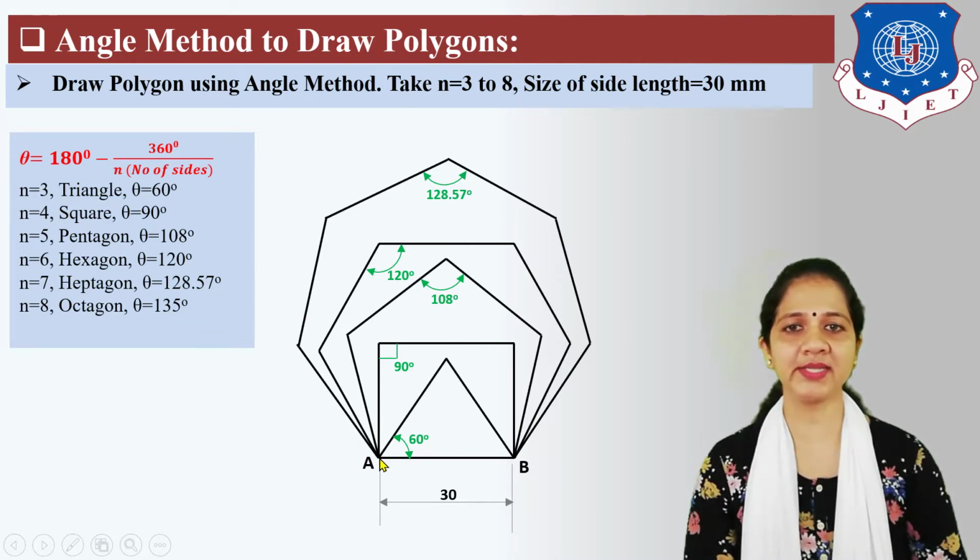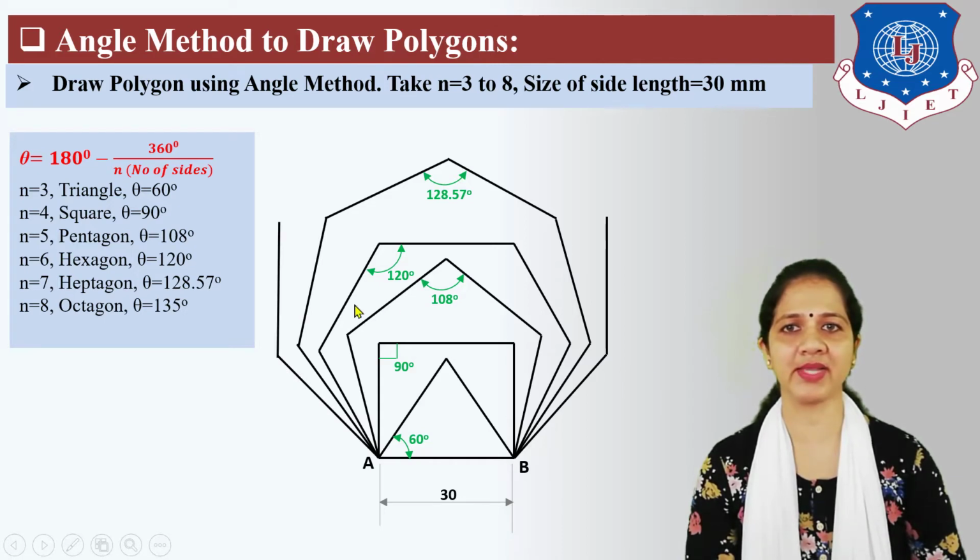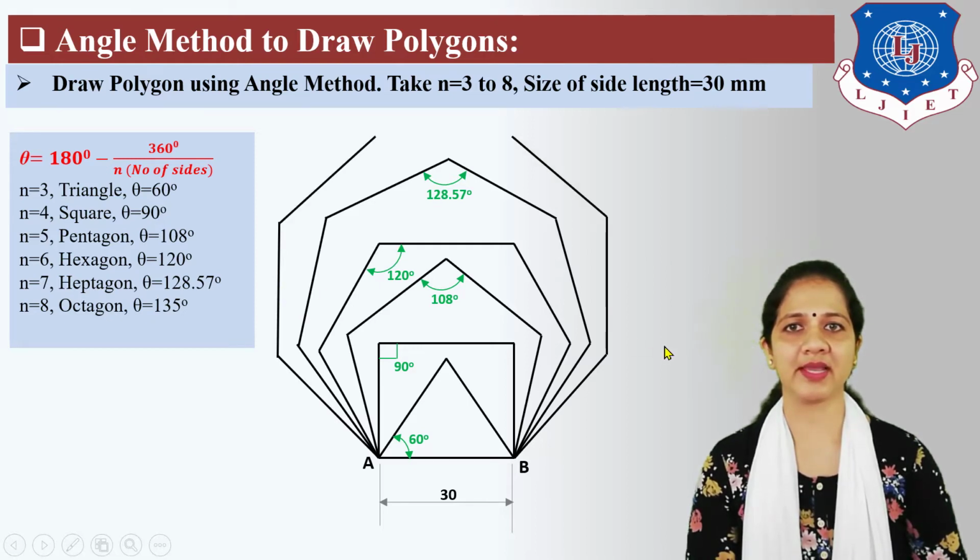So draw 135 degree angle line from A and B point having side length 30 mm. From end point of this two sides, again draw 135 degree angle line having side length 30 mm. Again draw 135 degree angle line from this end point of this two sides having side length 30 mm and complete octagon.